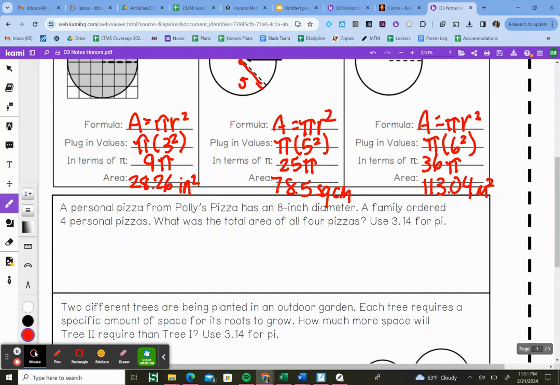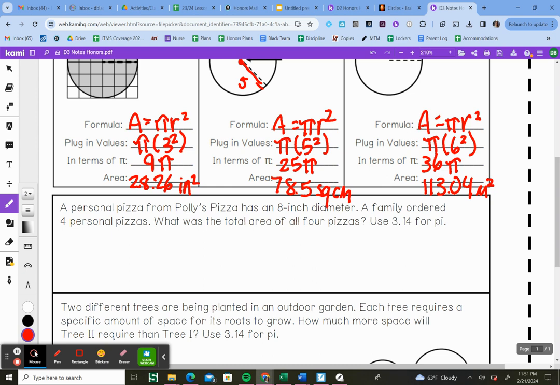Okay, next one. A personal pizza from Polly's Pizza has an 8-inch diameter. A family ordered 4 personal pizzas. What was the total area of all 4 pizzas? All right, so this time, since there's 4 pizzas, we're going to need to do the area of 1 and then multiply it by 4.